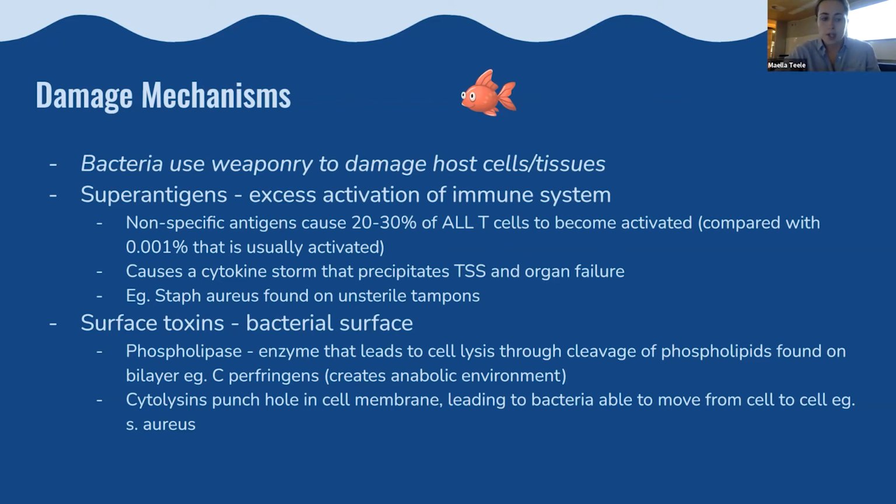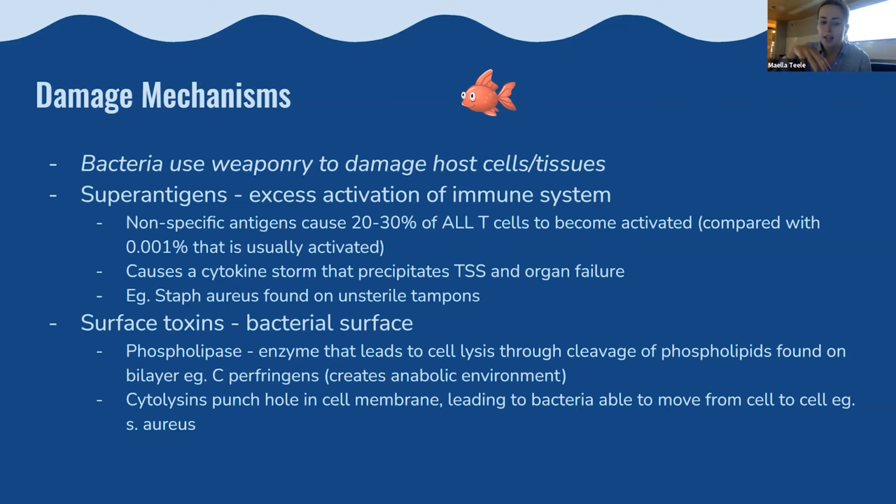Surface toxins are another way in which bacteria can use weaponry. They've got surface toxins, for example, phospholipase, which is an enzyme that leads to cell lysis, and it kind of kills the membrane bilayer.